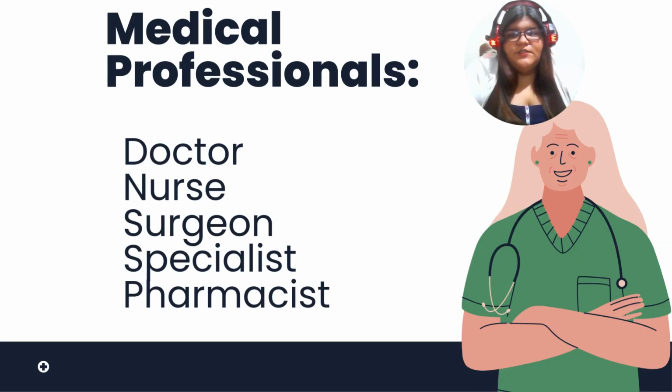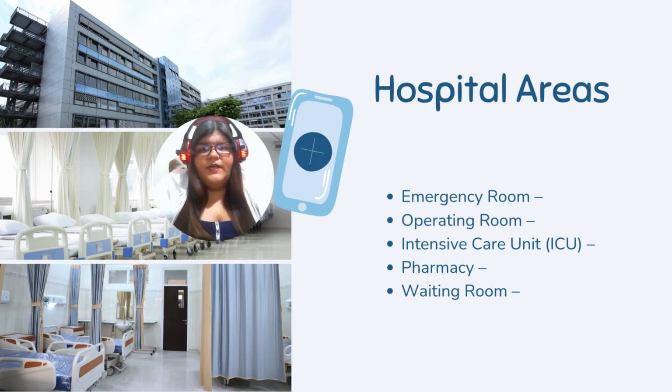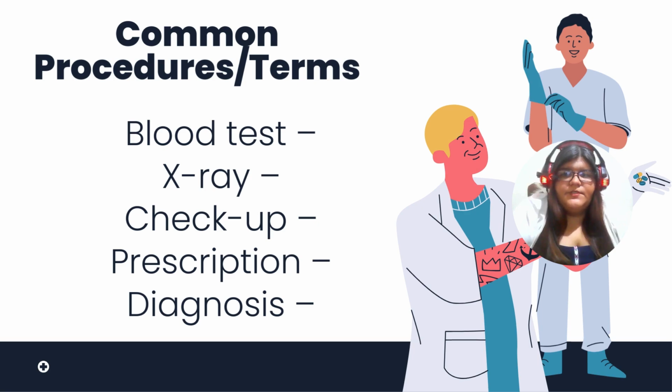So now let's learn some medical professionals or occupations of this role. We have doctor, nurse, surgeon, specialist, and pharmacist. Then we have hospital areas: emergency room, operating room, intensive care unit, ICU. Then we have pharmacy and waiting room. Then we have common procedures or terms. We have blood test, X-ray, checkup, prescription, and diagnosis.